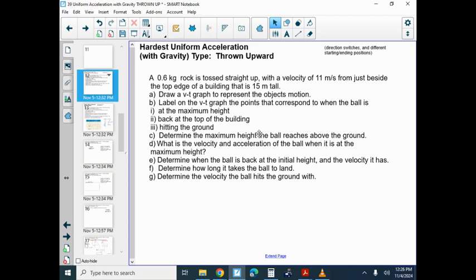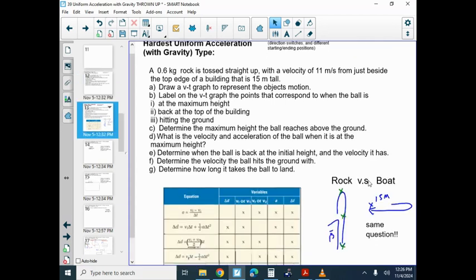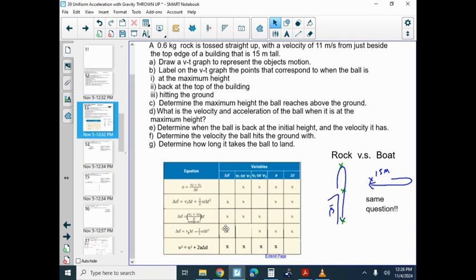Determine when the ball is back to the initial height and the velocity it has. Determine how long it takes to land, and these are the full package of questions here, right? How long it takes to land and the final velocity it hits the ground with. So hopefully you're looking at this and thinking, okay, we can look at given information and just calculate things as we go, right?